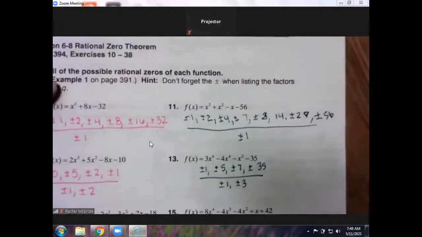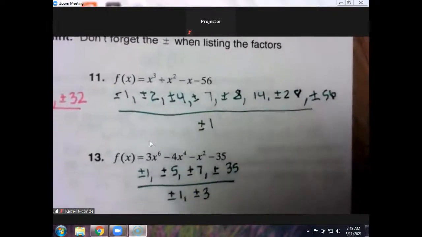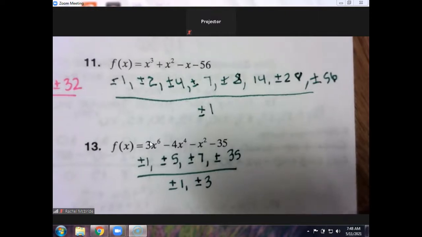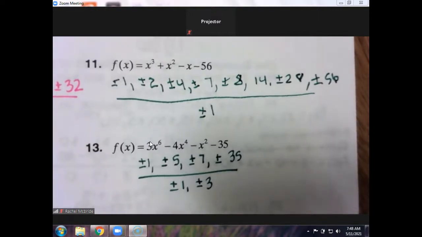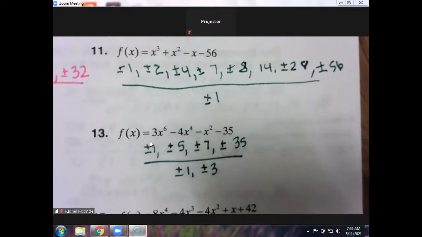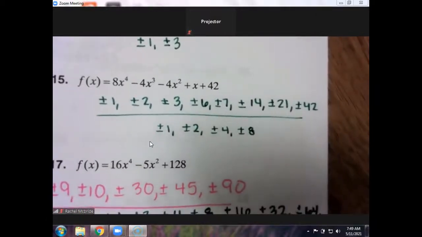Okay, we'll go over the rest of that in a second here. 11 and 13. Okay, and then 15.